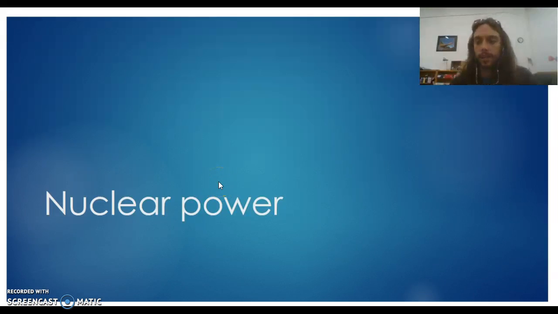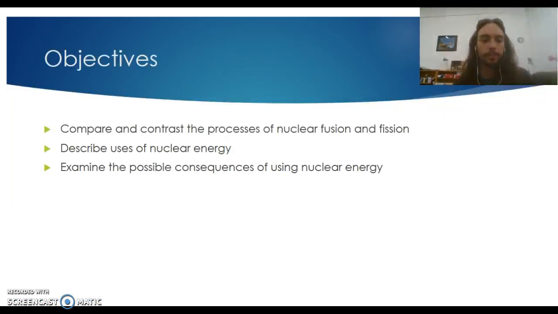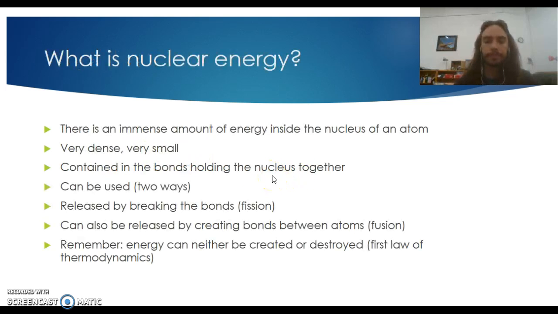All right, so this next subunit is going to be on nuclear power, its benefits and its consequences. This may have to be split up into two videos. We'll see how it goes. The objectives for this subunit are to compare and contrast the process of nuclear fusion and nuclear fission, describe the uses of nuclear energy, and examine the possible consequences of using nuclear energy.